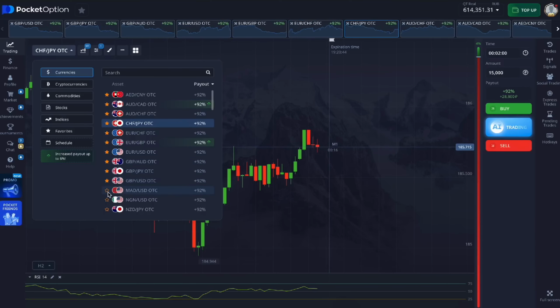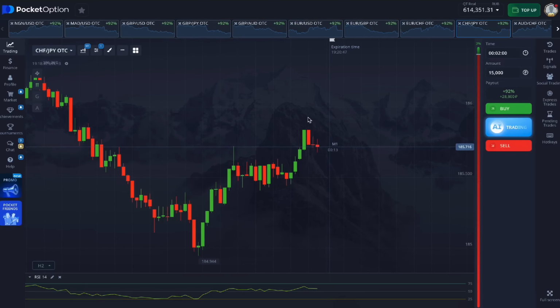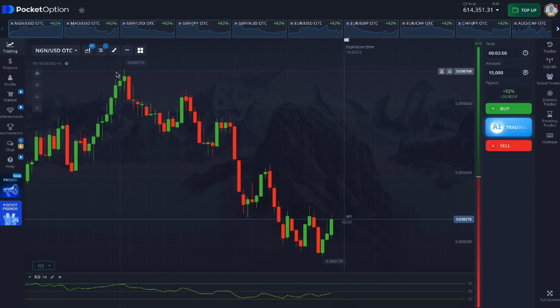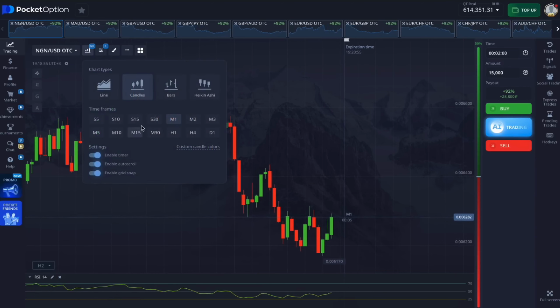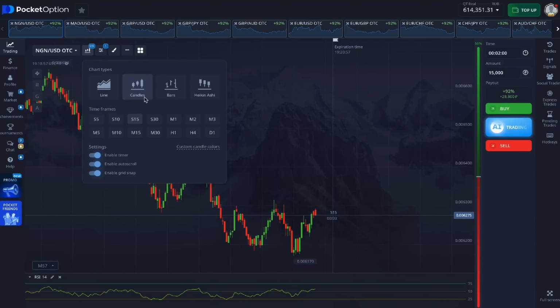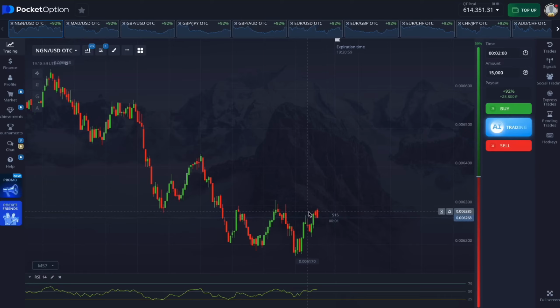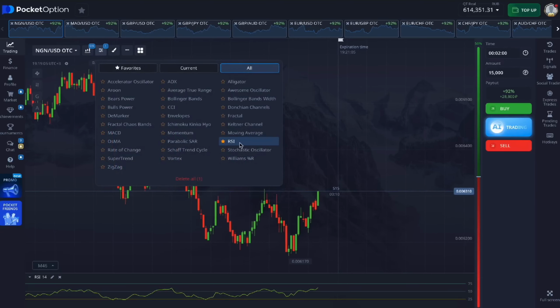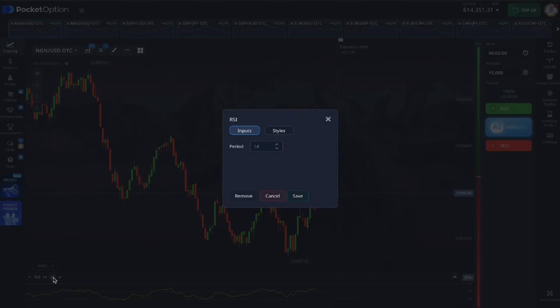Add our OTC currency pairs to your favorites. Be sure to check that the currency pairs are OTC, because with OTC you can open short-term trades. Now let's set up our chart. Set the time frame to 15 seconds and choose the candlestick chart type. Now let's add our RSI indicator. I've already added it, but I'm showing this for those who don't know where to find it. Here is the RSI indicator.